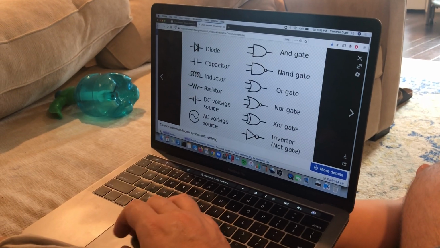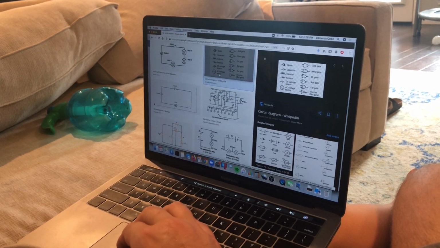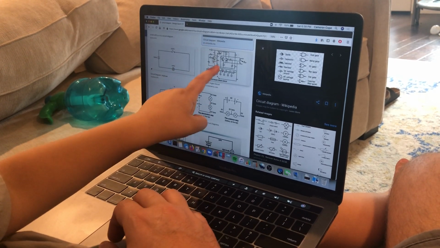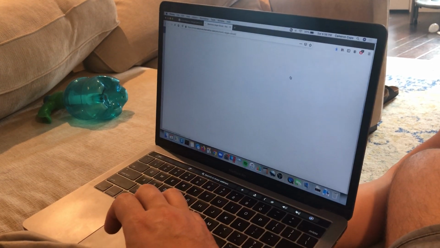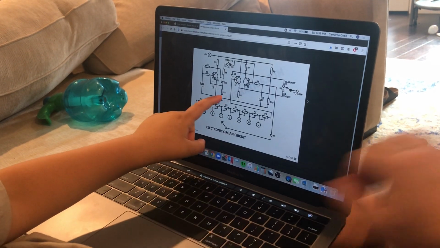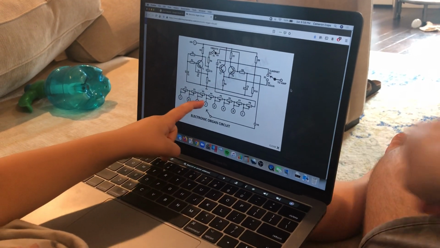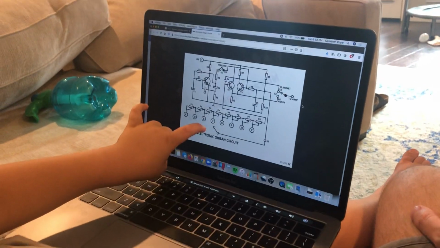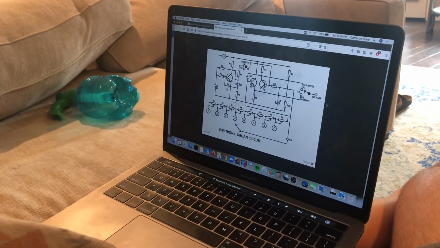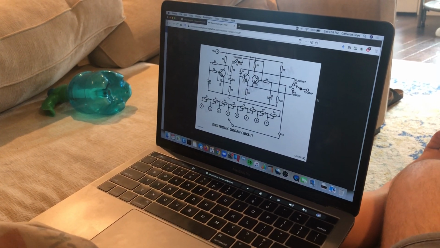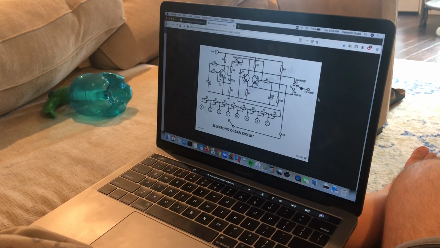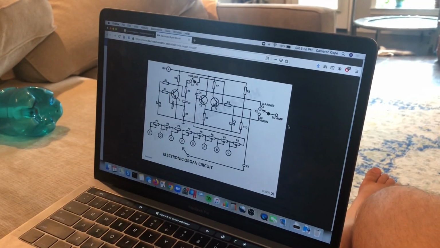Let's see what else there is. So which one do you want to do? That one? Mm-hmm. Okay, I'm just going to ask you questions based on what you already know. What do you think that part is? Positive side of the battery? Why do you say that? What makes you think it might be a battery? Because it says 9 volt.